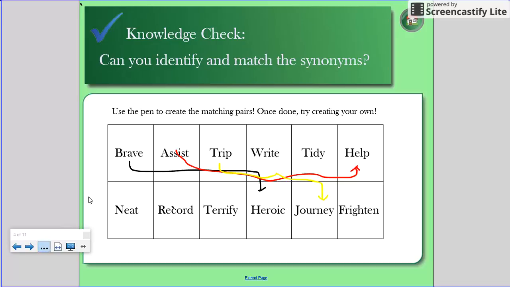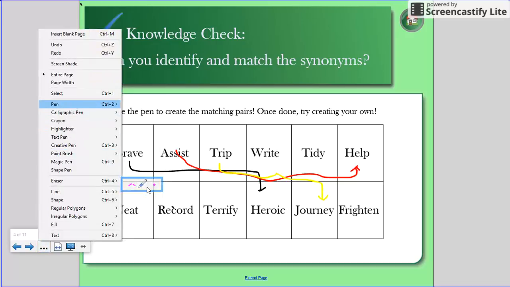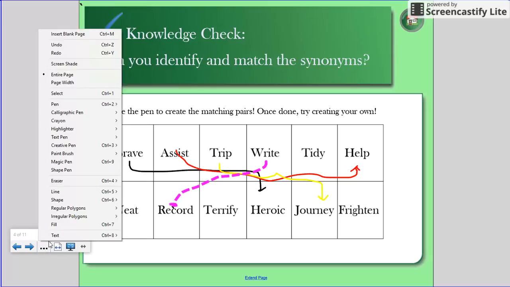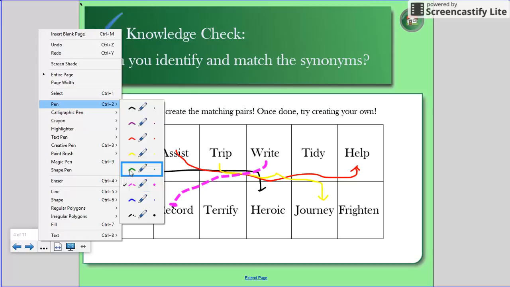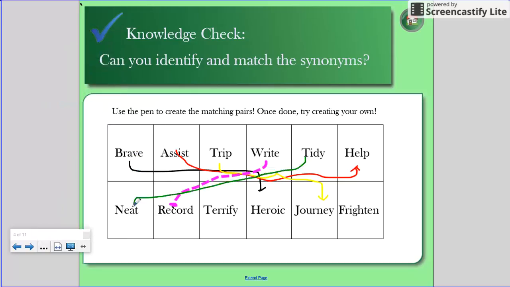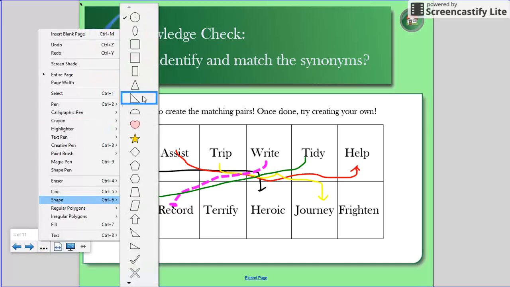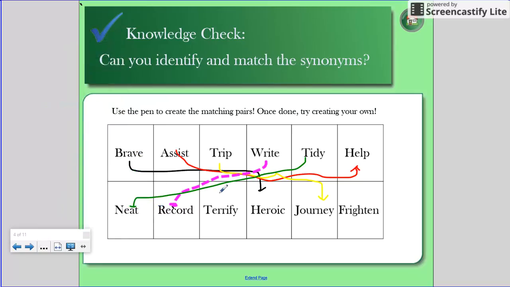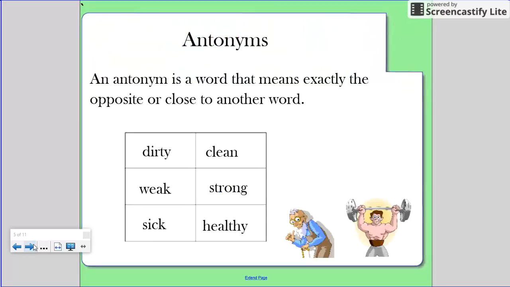Next is write, and write will be record, followed by tidy. If you were going to tidy up your room, you could say that you neatened your room. Followed by terrify. If you were at a haunted house, you could say that you were terrified or you were frightened. I'll give you a minute to take a look, check your answers, see how you did, and then we will move on to antonyms.